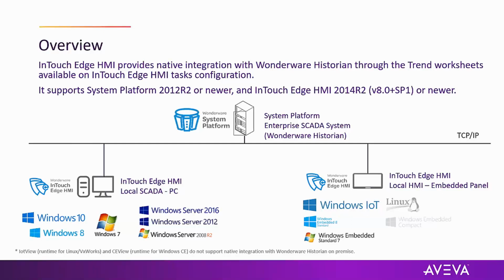The overview is that from InTouch Edge HMI running one or multiple stations, you can configure trend worksheets to save history data and retrieve history data as well from one or multiple Wonderware Historians running on the same or remote computers. This solution works since System Platform 2012 R2 and InTouch Edge HMI 2014 R2. But in this demo for the tutorial, we are using System Platform and InTouch Edge HMI 2017 Update 3.